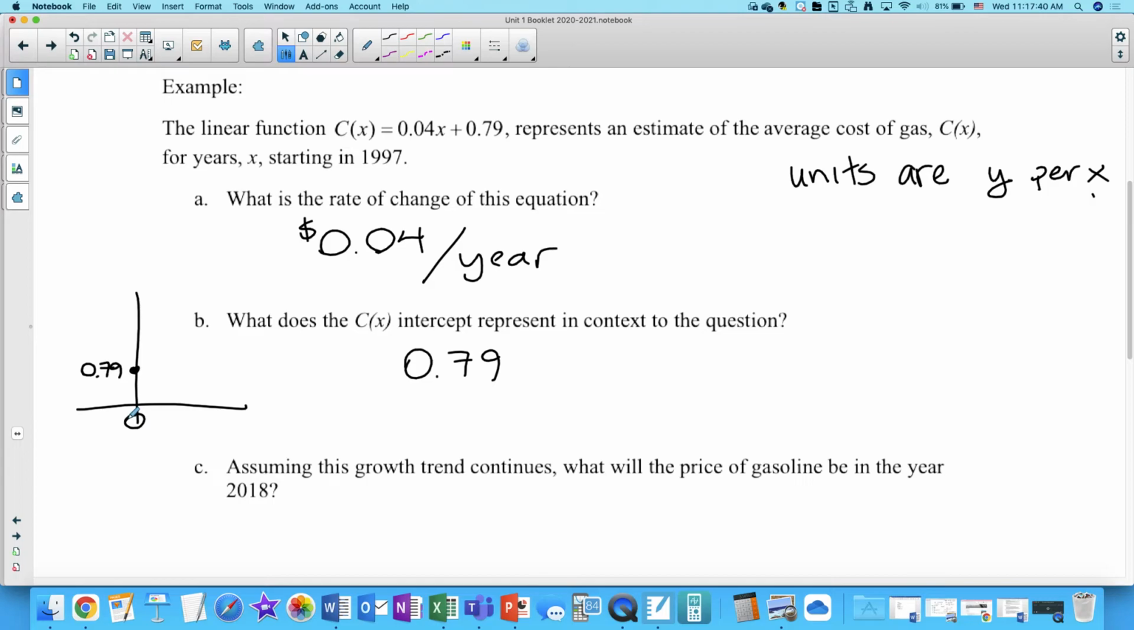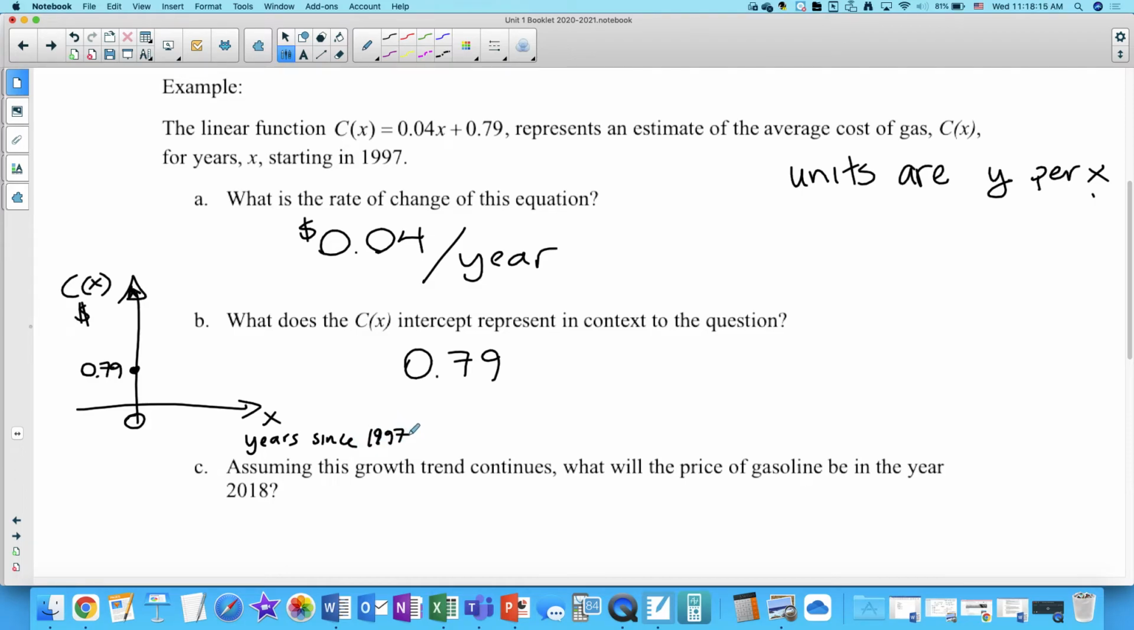C of x is 0.79. What are the units for this axis? The units for C of x. C of x represents what? Cost, so it's dollars. And the units along here? Years. It's actually years since 1997.